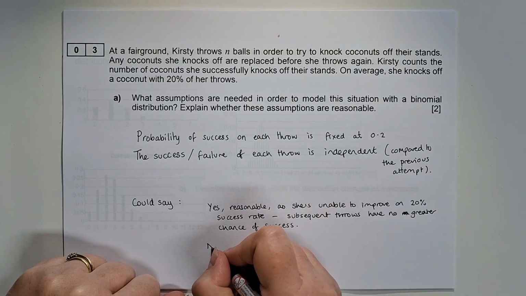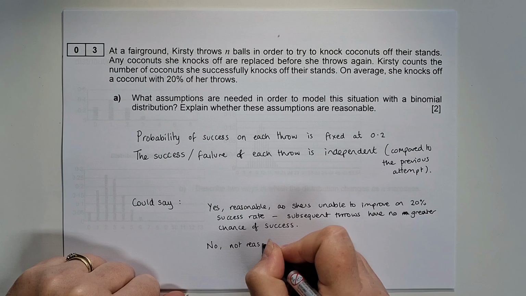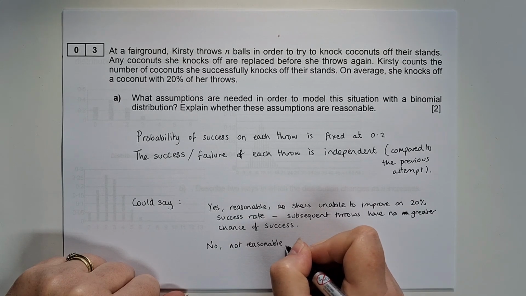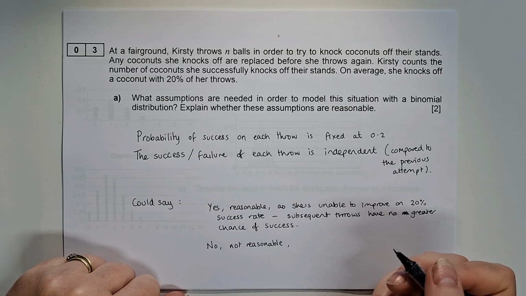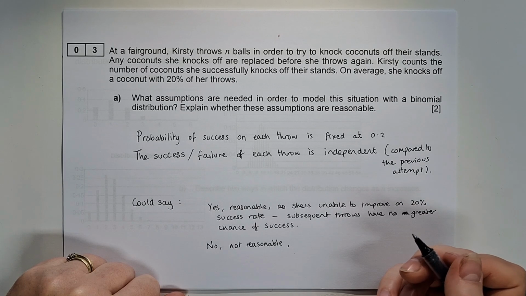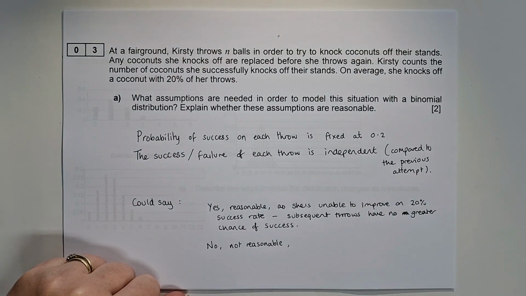Or you could say, no, it's not particularly reasonable. So you might say that you think she would get better at throwing, possibly. If she's practicing and she's having quite a few throws, her aim might get better. She might be able to slightly replicate what she did. So maybe it's not independent. She might get more accurate with her throwing, get her length right. So the probability might not stay at 0.2.